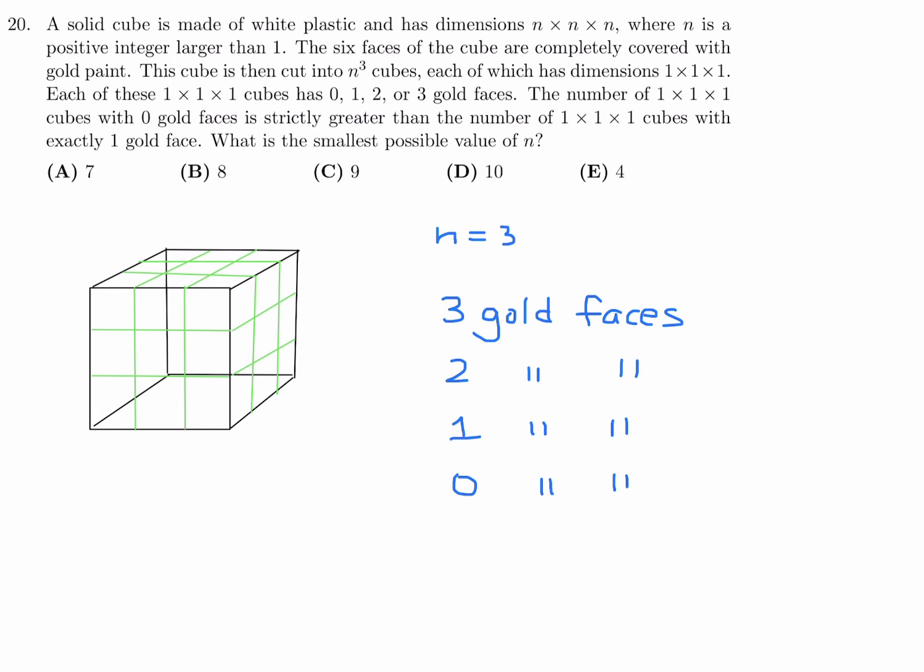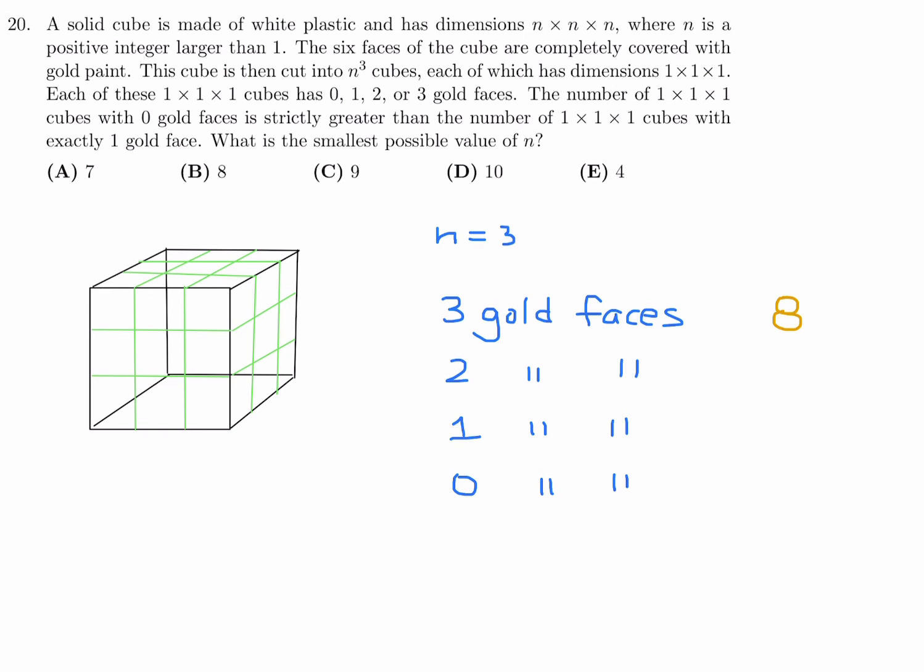Well, the corners will be the ones that are painted gold on 3 sides. So 3 gold faces will be the corners. As I hope you can clearly see, this is one such corner. How many corners does a cube have? 1, 2, 3, 4, 5, 6, 7, 8. So this will always be 8, interestingly, no matter what n is.